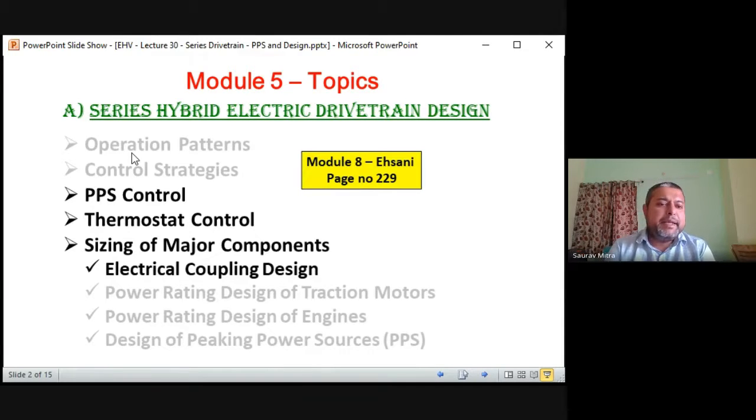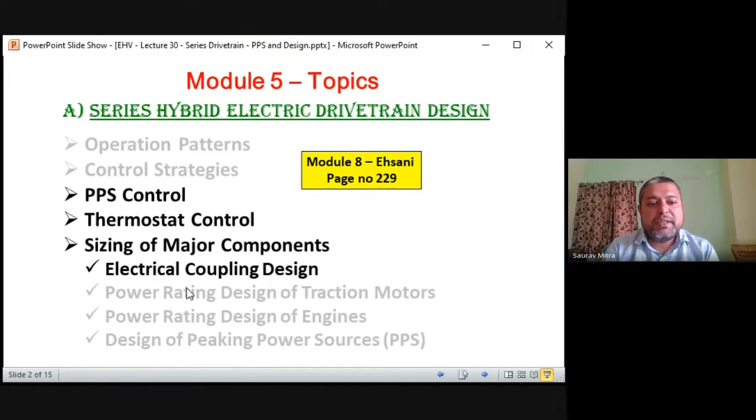today. And then we will start the major part of this series hybrid electric drivetrain, the last topic, which is designing or sizing of major components. Mainly the last three topics are sizing or designing of the traction motor, sizing or designing of the engine, and sizing and designing of the peaking power source, that is PPS. These three are in your syllabus.